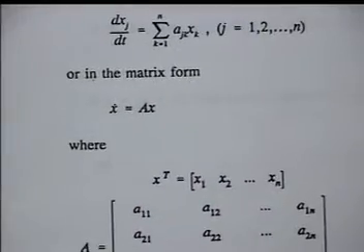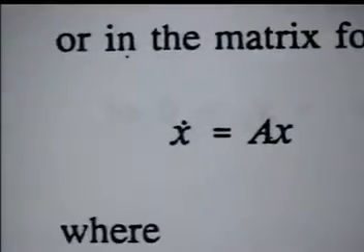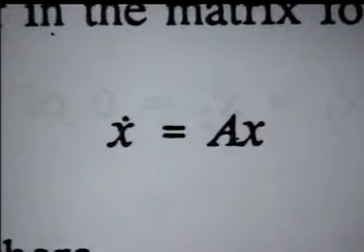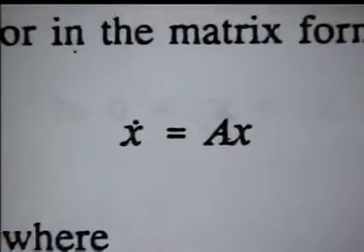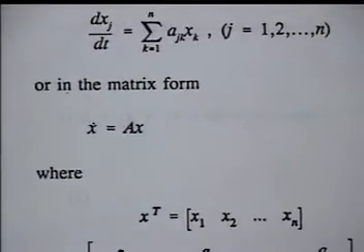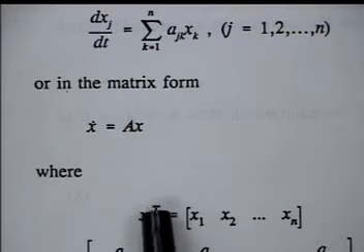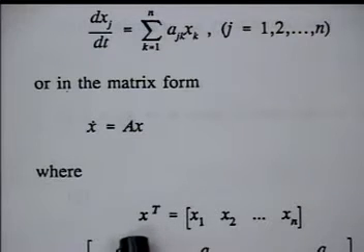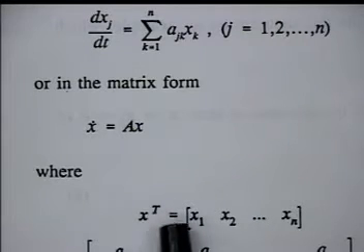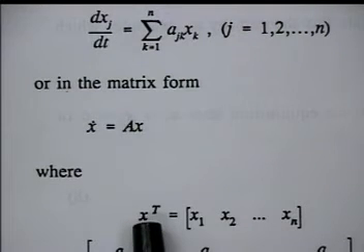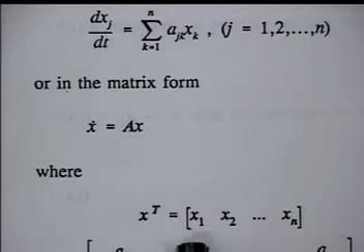Or in the matrix form, this looks like x dot, where this dot is the derivative with respect to time. X dot equals Ax. I'm just explaining to you that this is actually a row which is a transpose of column x. So x itself is a column, and just because it is easier to write a row, I'm writing the transpose of that column. That is x1, x2, xn.